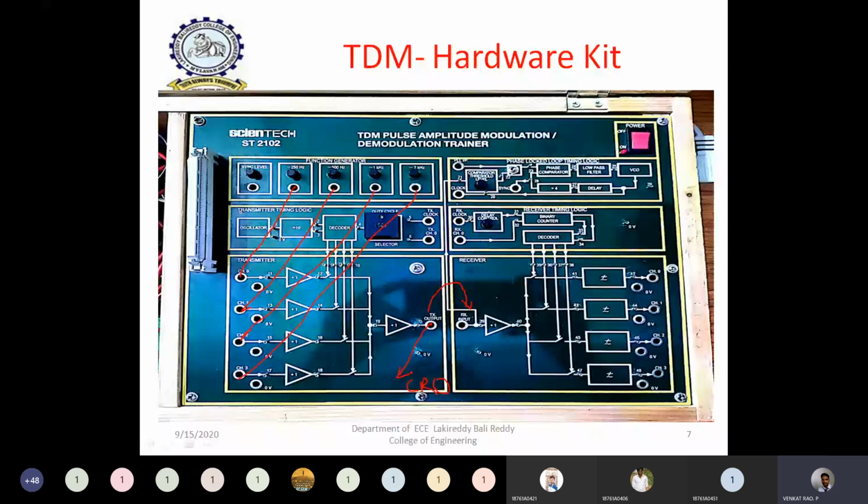So these two blocks will provide the clock signals. Since we must have both transmitter and receiver having the same synchronized clock, this clock is connected to this point and this clock is also connected to this point. That means both transmitter and receiver sections are operated by using the same synchronized clock. Only then will the receiver operate perfectly.